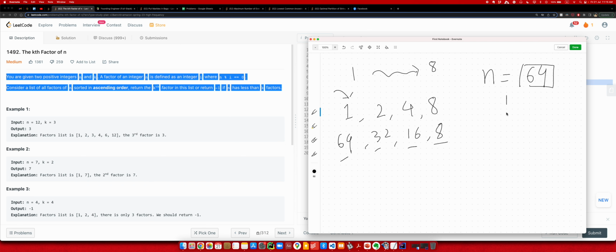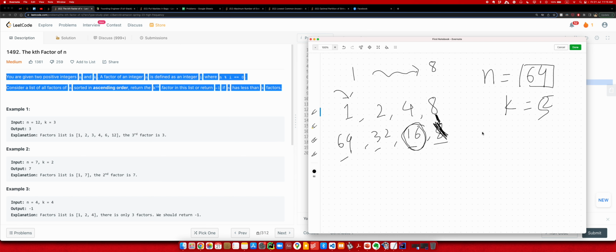Fine. And what if k was 2? The answer would be 2. What if k was 5? The answer would have been 1, 2, 3, 4, 5. But you can see that 8 and 8 are duplicates, so you cannot take it. You have to go here. So if k is equal to 5, the answer is 16.